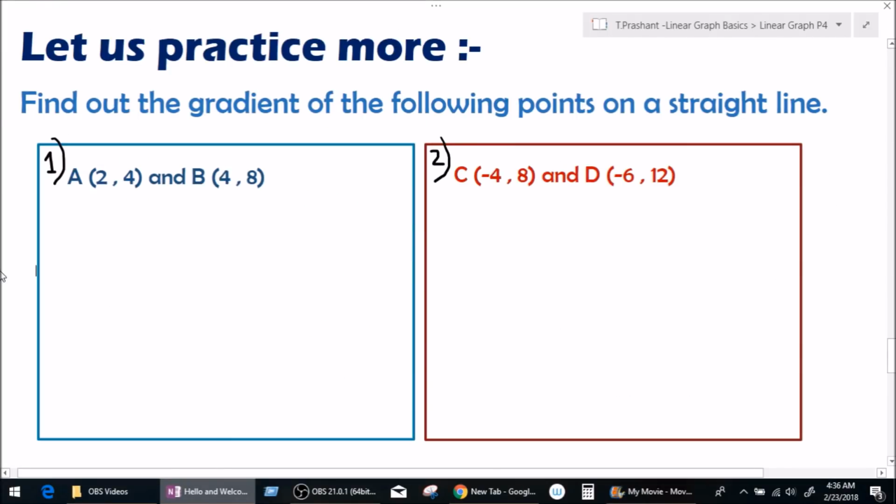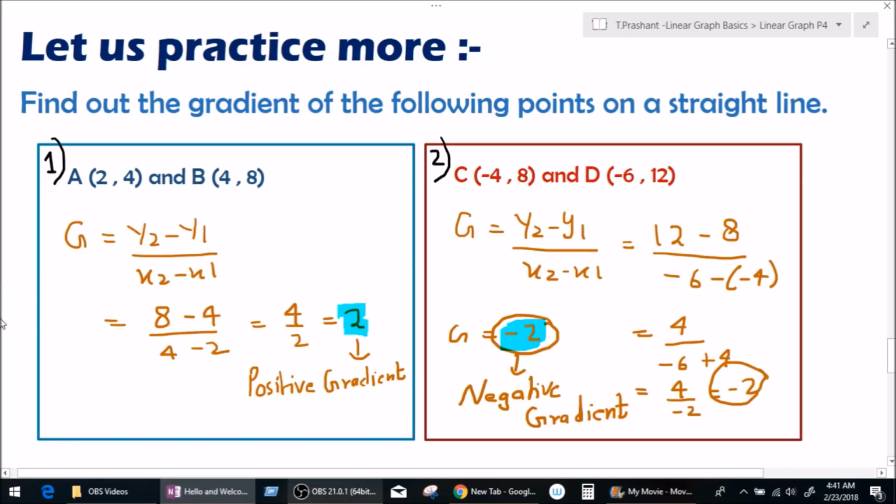Okay, so let us practice a little bit more. Find the answers for question number 1 and question number 2, which is to find the gradient of points A and B and also the gradient of points C and D. Within 10 seconds from now, I'm going to show you the answers. So pause the video right now, try to find the answers for questions 1 and 2, and then play the video back to check your answers. Answer number 1 is 2 and answer number 2 is minus 2, which means we have a positive gradient and a negative gradient as well.